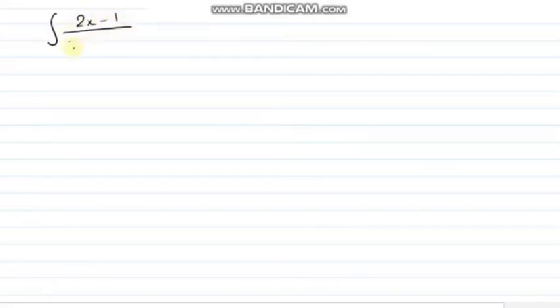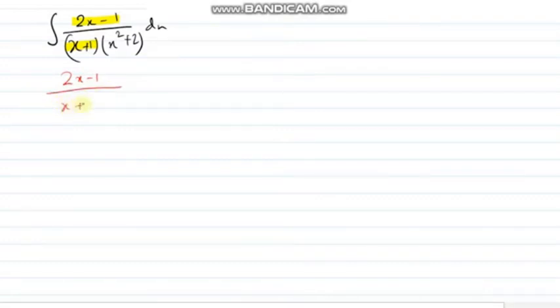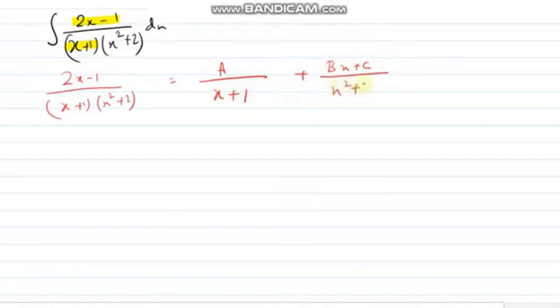Today's sum, just check. It is the integration of (2x minus 1) divided by (x plus 1) into (x square plus 2). Last sum it was linear divided by linear into linear. This is linear divided by linear into quadratic, right? So for this type of sum I will write (2x minus 1) divided by (x plus 1)(x square plus 2) as A divided by (x plus 1) plus (Bx plus C) divided by (x square plus 2).